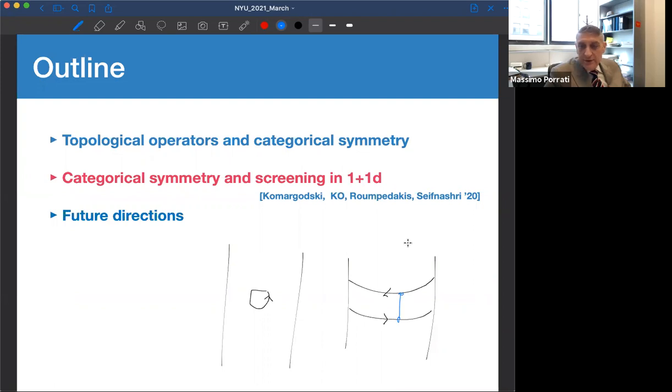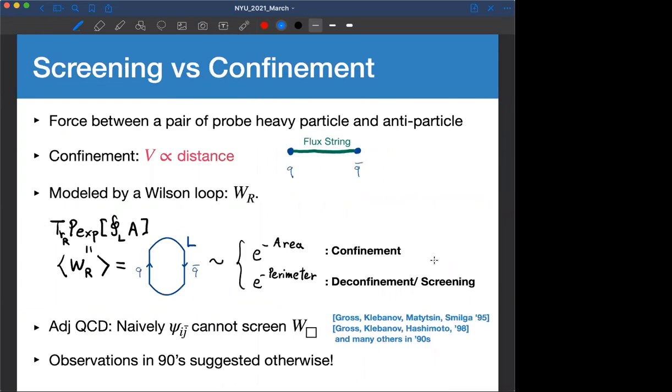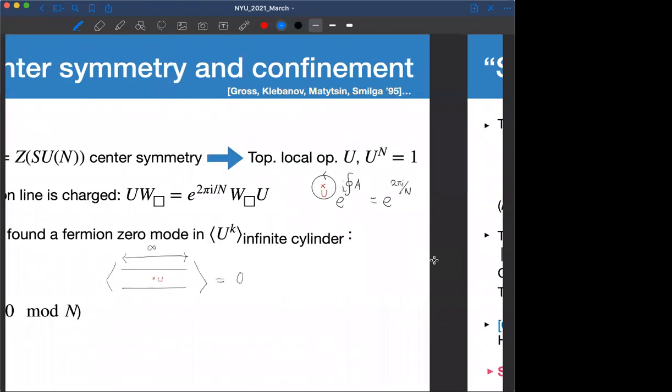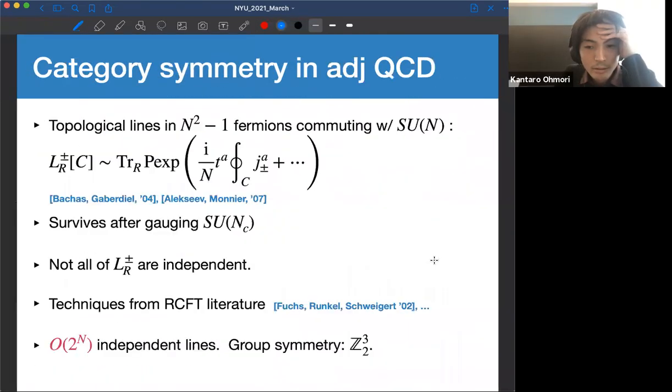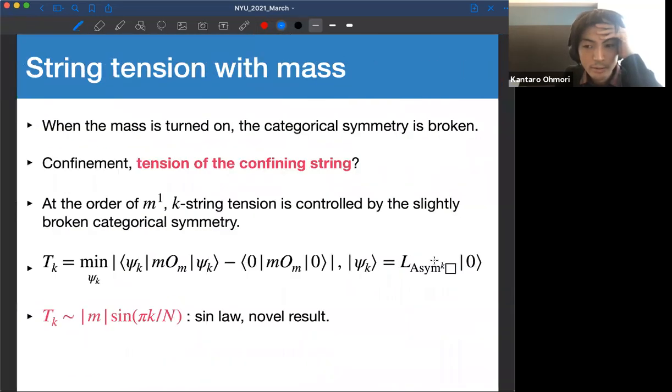We have other questions. Hi, Kantaro. I was curious, what is the state of the numerics for this gauge theory? Has this sign law been confirmed at small masses, or is there a prospect for that? I'm not aware of the numerical result. It will be very interesting to see it, but I do not know.